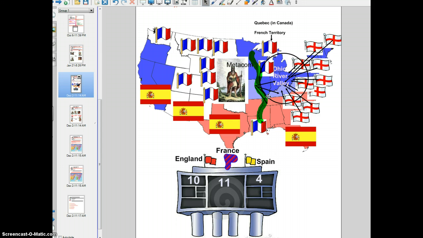You'll get a great look at some maps in a few moments, and then in class we'll look at some maps.